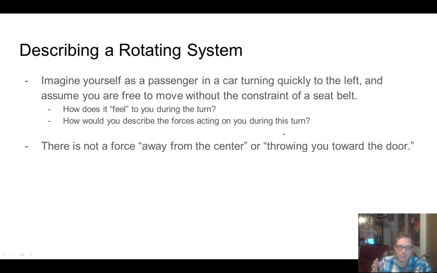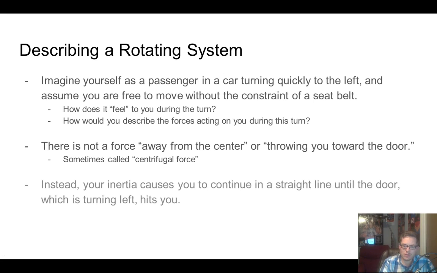But the problem is that there's no force actually doing that, pushing you away from the center. Remember, we talked about centripetal force. That's the force that's pulling you towards the center of your circle. But there's no such thing as the opposite force. Now, you'll hear lots of people call it centrifugal force, this pushing you away from the center. That's not a real force. It's a false force, a force that you feel that doesn't really exist.